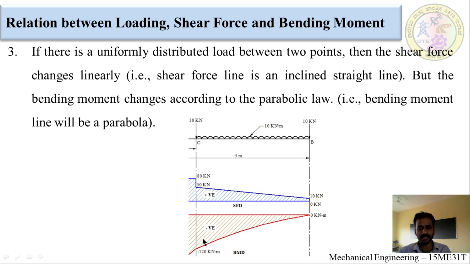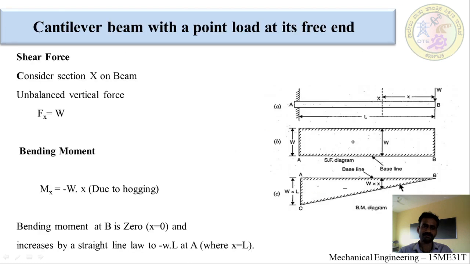So we can see the bending moment line is a curved line, and this curve follows a parabolic path, that is, the bending moment will be a parabola. Okay, so this is the third case of uniformly distributed load between the points. So when there is a UDL, we can see an inclined straight line in the shear force diagram and a parabolic curve in the bending moment diagram.